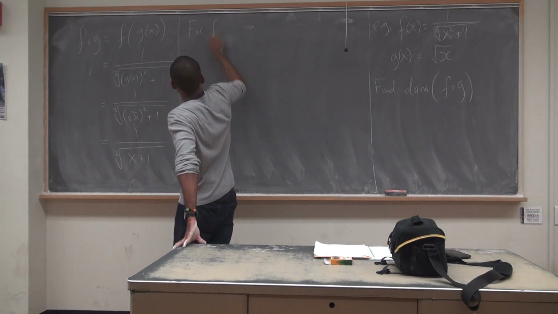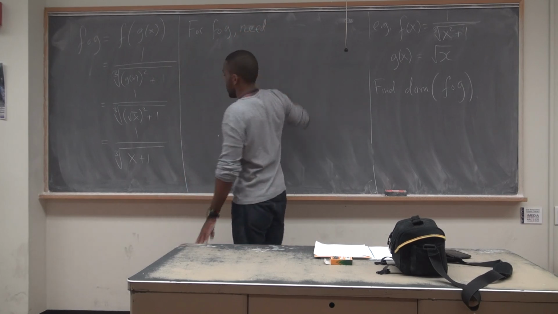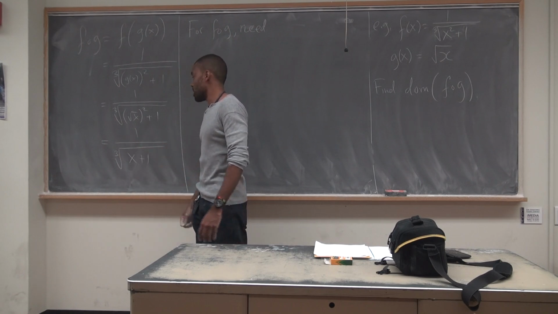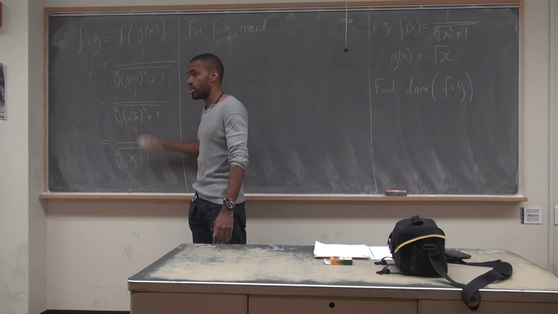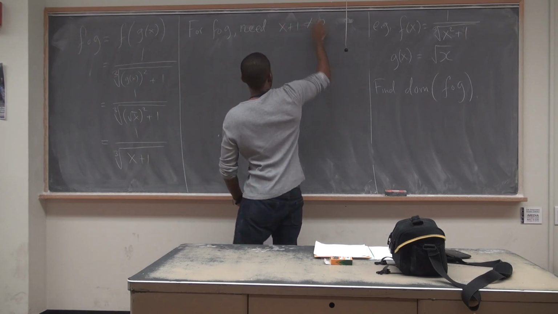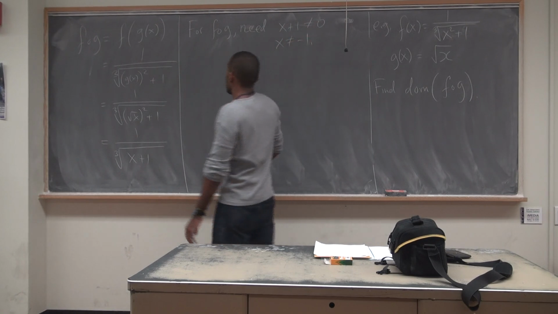So for f of g, remember the cube roots can work for positives or negatives, right? So I don't even care about positive or negative. The only thing is I don't want it to be 0 because it's in the denominator. So I need that x plus 1 cannot be 0, which means that x cannot be minus 1. Right?